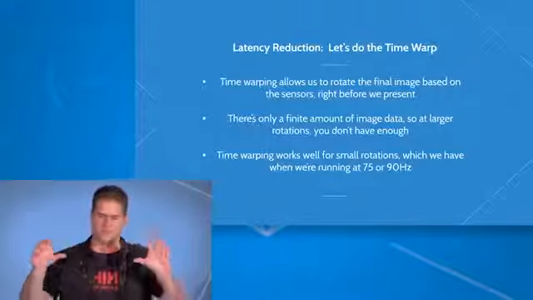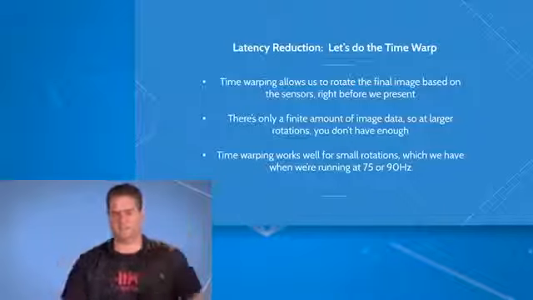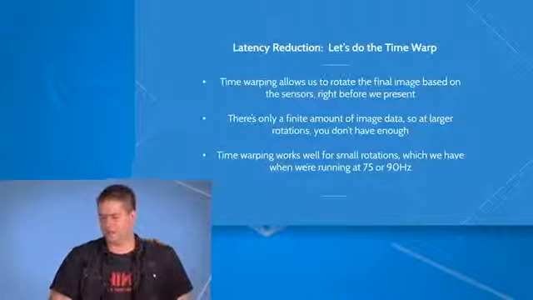So basically, what that allows us to do is rotate the final image based on the sensors right before we present. But as you noticed in the screen, as you rotate farther and farther, there's only a finite amount of image data there. So the key to time warping is that it only works over very, very short intervals because you can only move your head so fast. Fortunately, because we have to run at 75 to 90 hertz, that's not really a huge issue for us because the amount that you're moving your head in that time isn't gigantic, and the technique actually works pretty well.